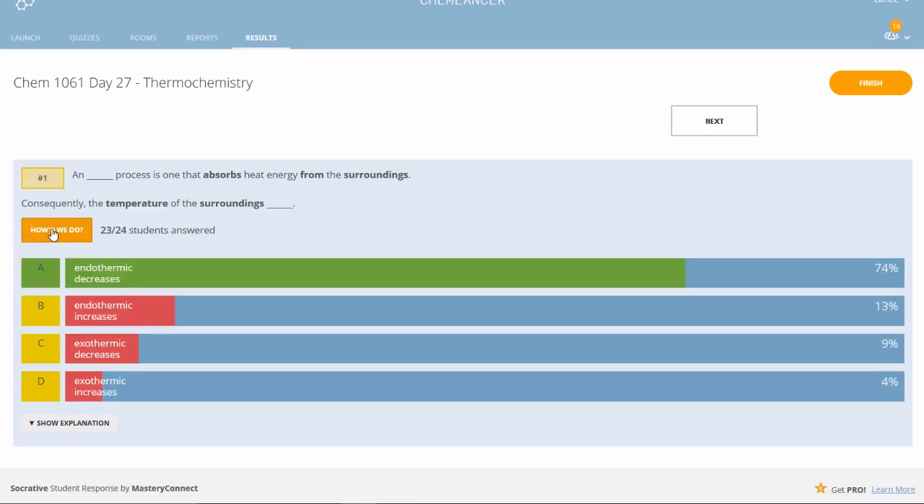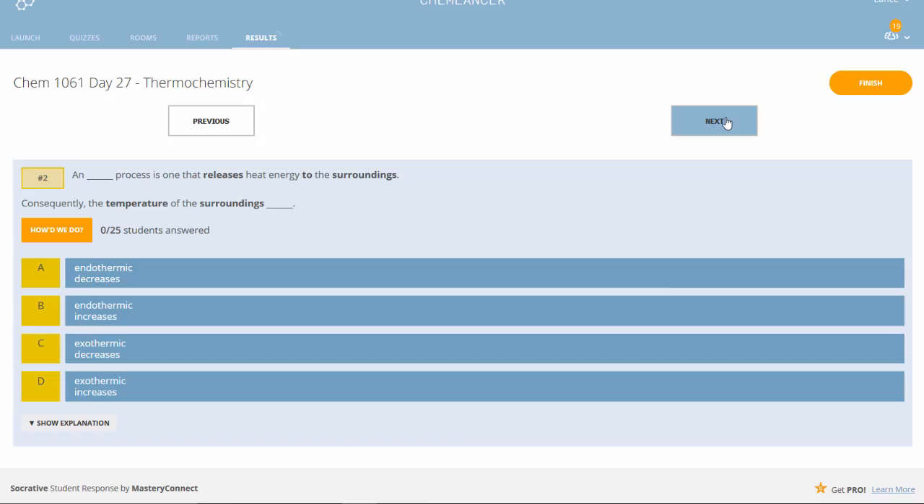The correct choice is A. An endothermic process is the one that absorbs energy from the surroundings. Consequently, the temperature of the surroundings will decrease. Let's check out the second one.